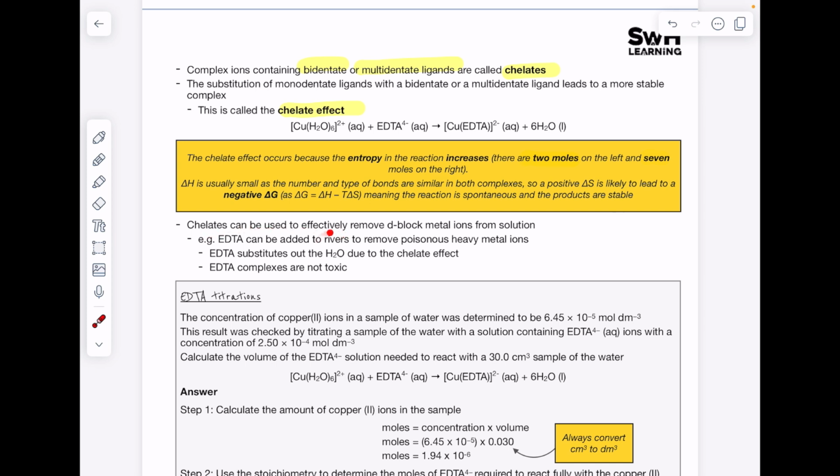Chelates can be used to effectively remove D-block metal ions from solution, so we can use EDTA to remove poisonous heavy metal ions from rivers. This occurs because the EDTA substitutes out the water due to the chelate effect. EDTA complexes are not toxic, so this is a very useful way in order to remove any poisons from river water.